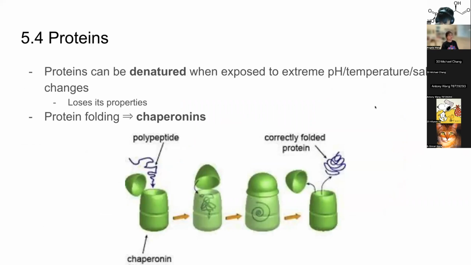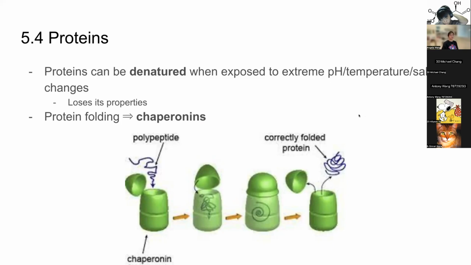So proteins can be denatured when exposed to extreme pH, temperature, or salinity changes. So it basically unfolds and loses its properties. Remember that proteins beyond the primary structure are held only by hydrogen bonding or other intermolecular forces. So they aren't very permanent.